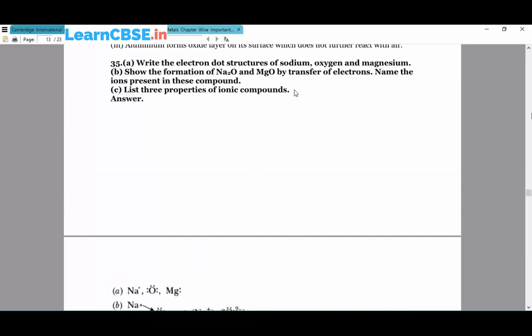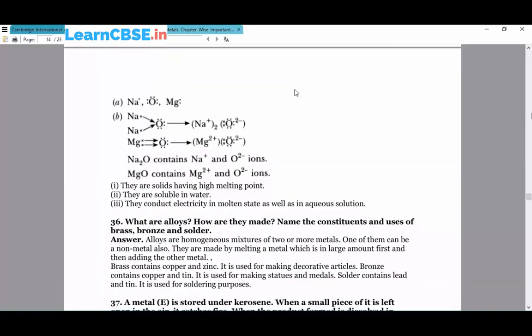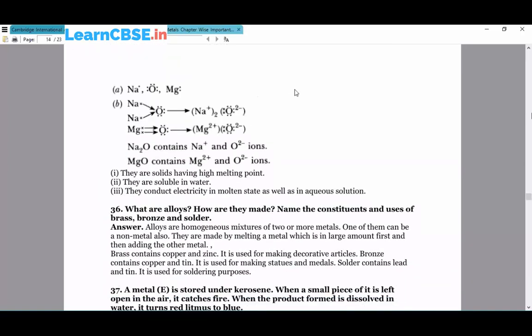List the three properties of the ionic compounds. So they are solids at room temperature and have a high melting point, and they are readily soluble in water, and they conduct electricity in the molten state as well as in the aqueous solution.